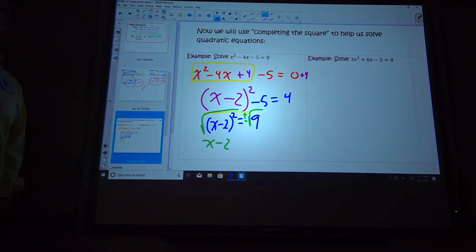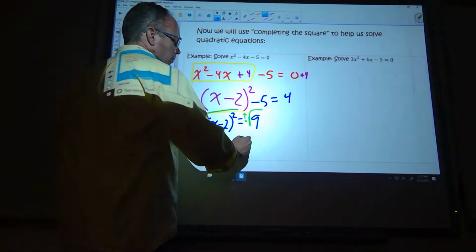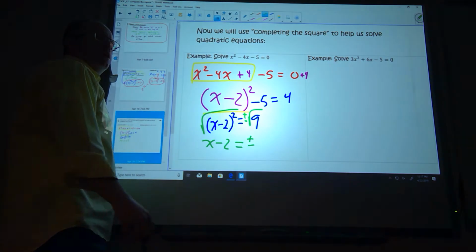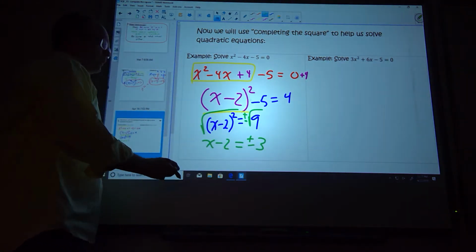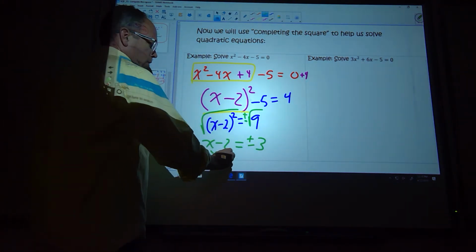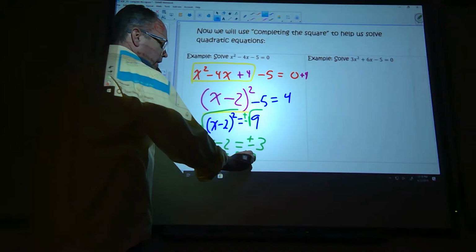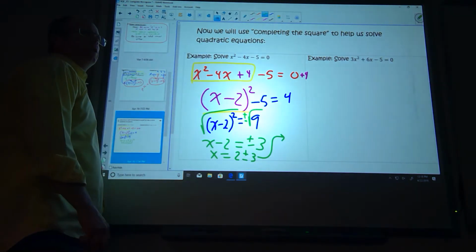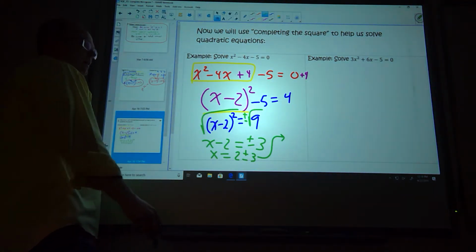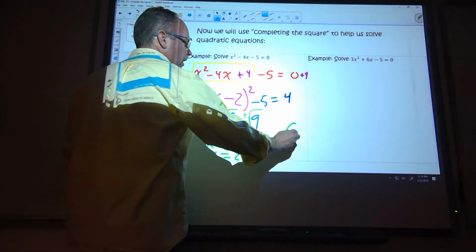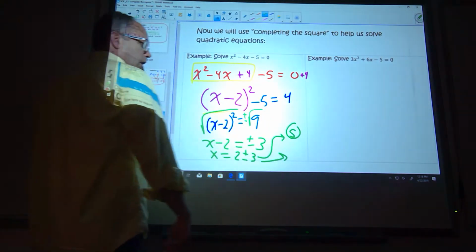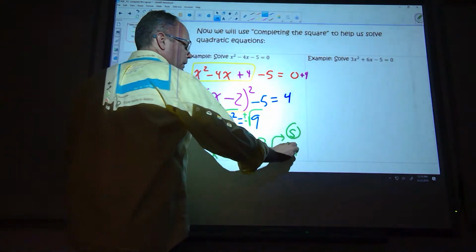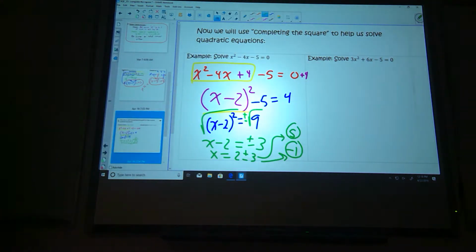Where did the square thing go? Well, I took the square root and that undid it. Equals plus or minus. What's the square root of 9? 3. So then I'm just going to add 2, and I'm going to go 2 plus or minus 3. So 2 plus 3 is how much? 5. And 2 minus 3 is how much? -1. So you get 5 and -1 for your answers.